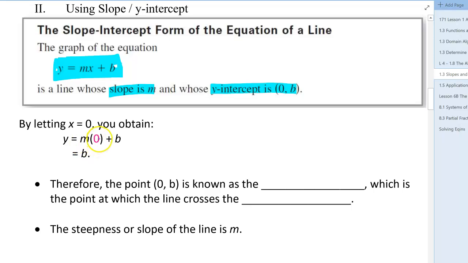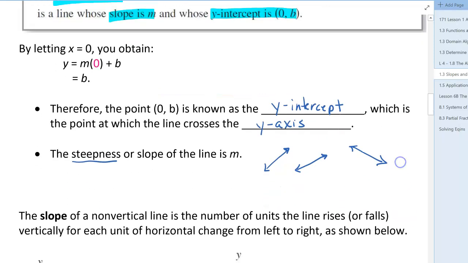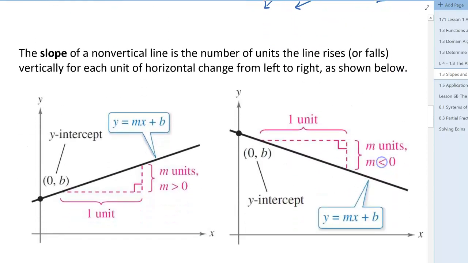If we let x equal 0, then this part of the equation goes away and we're just left with y equals b. Therefore, the point (0, b) is known as the y-intercept, which is the point at which the line crosses the y-axis. The slope is the steepness of a line. It measures how steep it is, and also whether it's going up or down when you read it from left to right. We can see examples here at the bottom of the page.